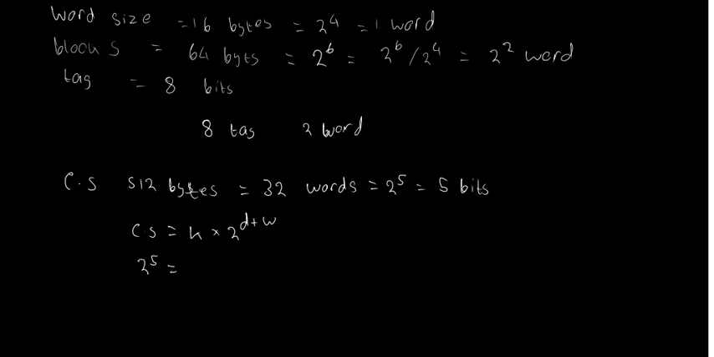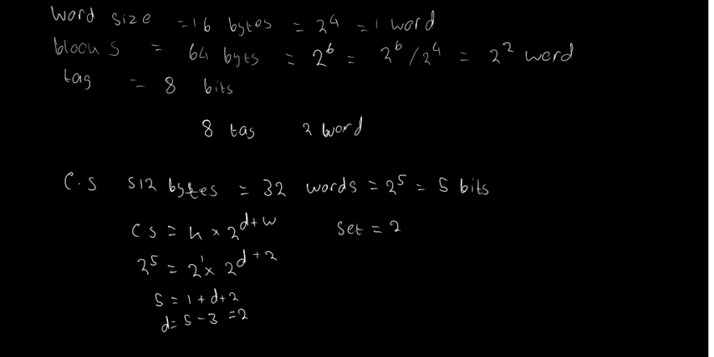This is then going to equal, what is our k? Our k is 2, which is 2 to the power 1. We don't know what our set bits are, but we know what our word bits are. We have 2 bits for our words. So 5 is equal to 1 plus d plus 2. Hence d is equal to 5 minus 3, which is 2. So our set bits are equal to 2. We have 2 bits for our set.